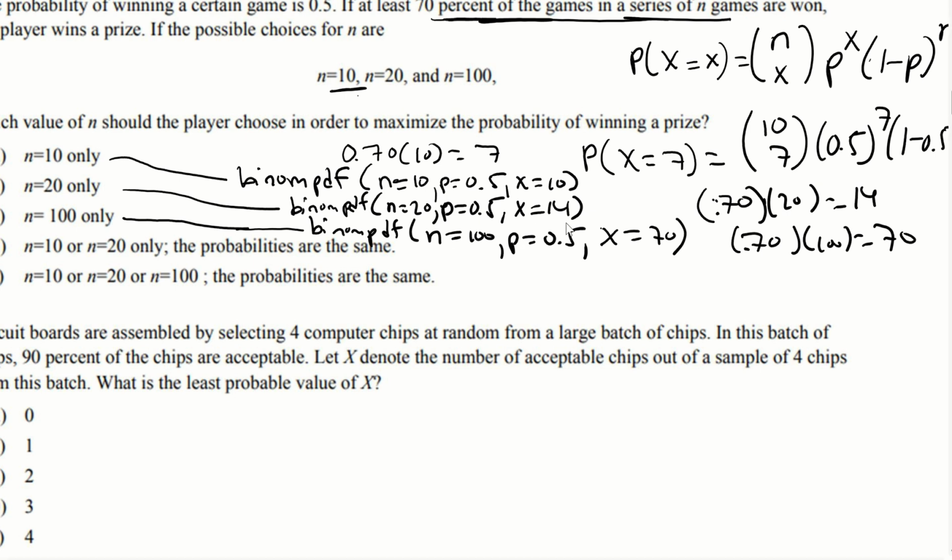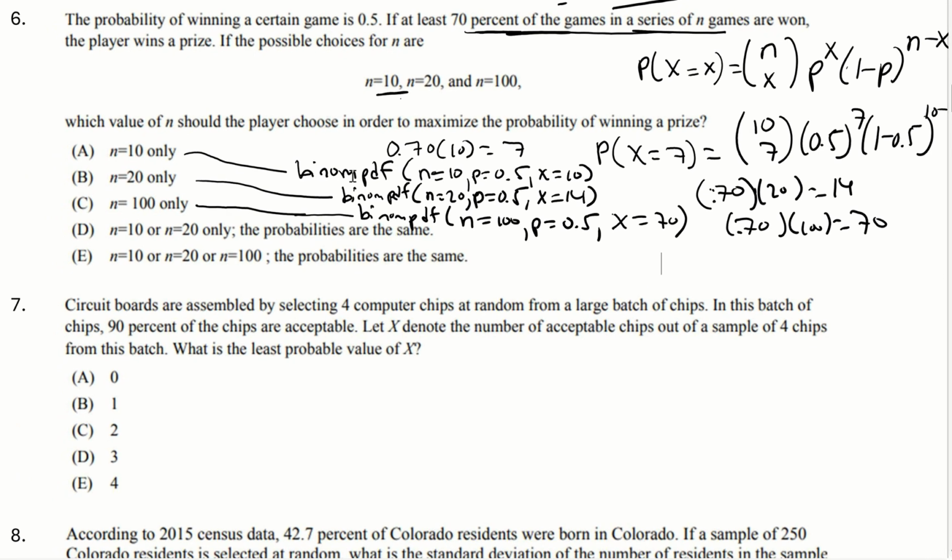Okay, and you calculate the binomial PDF. So I would do that if I were you and get each of the values and see what you get. But it turns out that A is going to be the answer. So that's going to be the largest value, the value of n that would maximize the probability, meaning the probability is going to be the biggest for n is equal to 10.